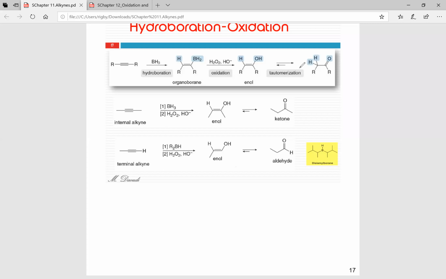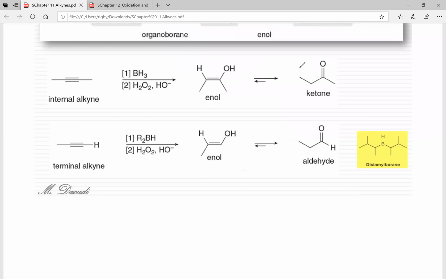And you see this R2BH. Generally, we just use that for stability's sake. Usually you'll see dicyclohexylborane or whatever, I can never say this. But generally, those R's are there to stabilize it. And if you see BH, just assume that you're probably going to end up doing a hydroboration oxidation, okay? And so let's move on.